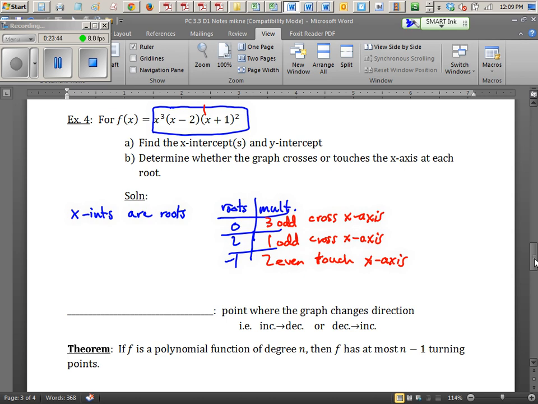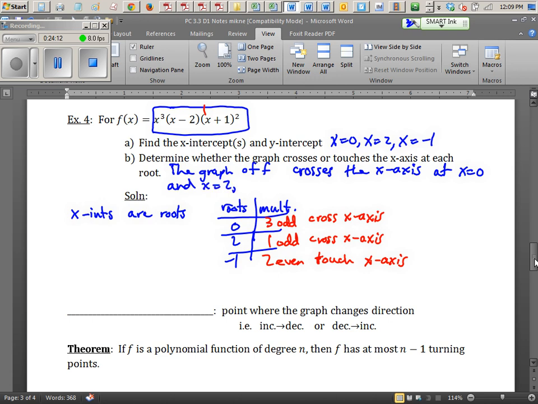Okay, so let's go back and answer the question. They asked us, what are the x-intercepts? They are x equals 0, x equals 2, x equals negative 1. We'll get the y-intercept later. Let's go to part B. We can write the graph of f crosses the x-axis at x equals 0 and x equals 2, but touches the x-axis at x equals negative 1.